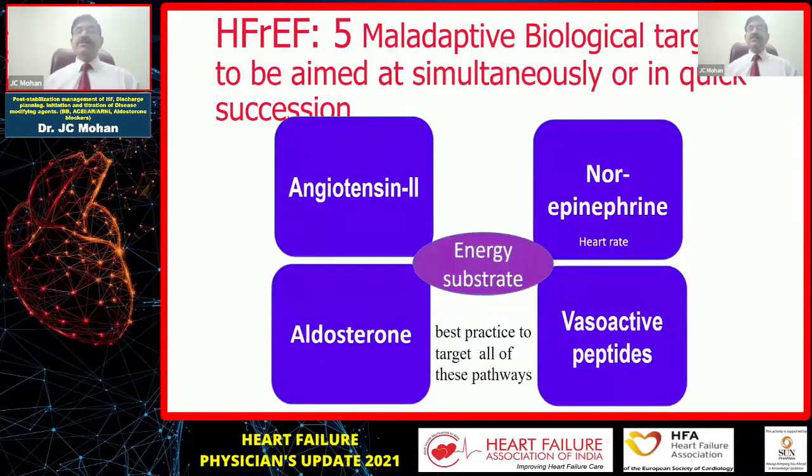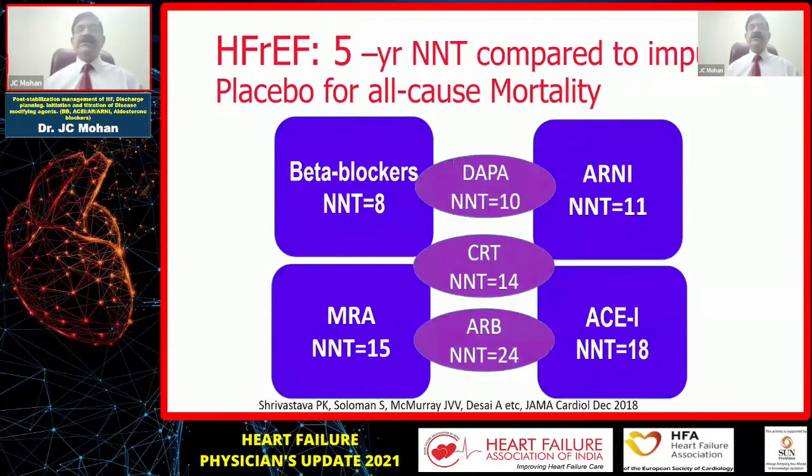We need to keep in mind one thing, that there are 5 maladaptive biological targets which need to be aimed at simultaneously or in quick succession. And these are angiotensin 2, aldosterone, norepinephrine, and of course I'll include heart rate there, and vasoactive peptides, and of course the new kid on the block, that is energy substrate. And the best practice is to target all of these pathways.